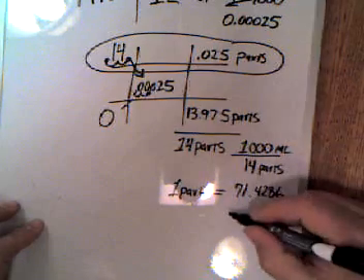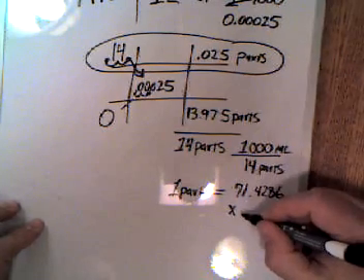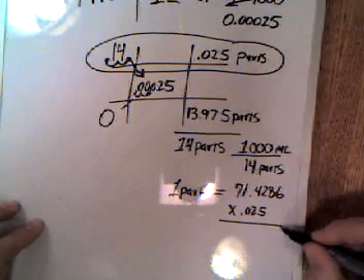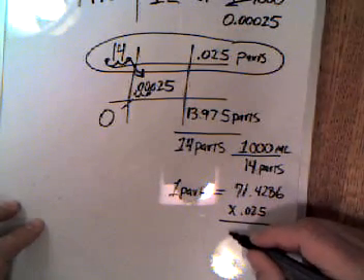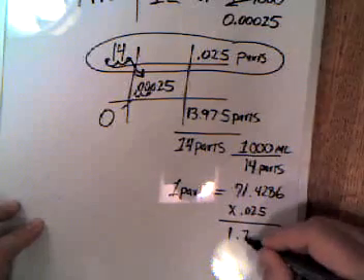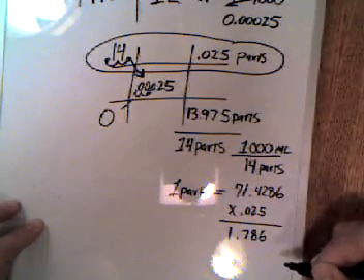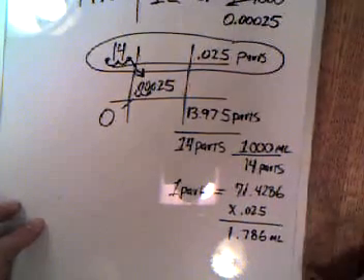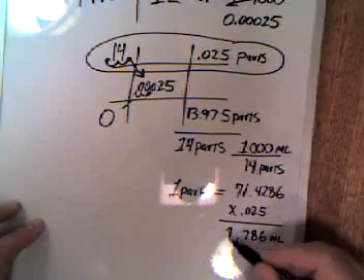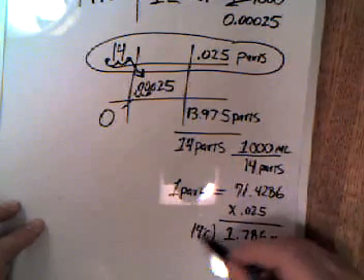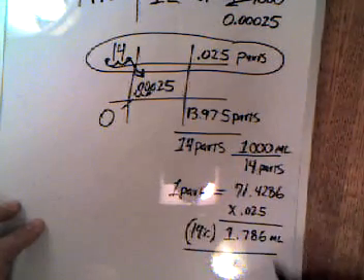And so if we multiply that by 0.025 from up here, that will tell us how much we need of the 14%, and that would be 1.786 milliliters. So that's what we need of the 14%. And so that's the answer.